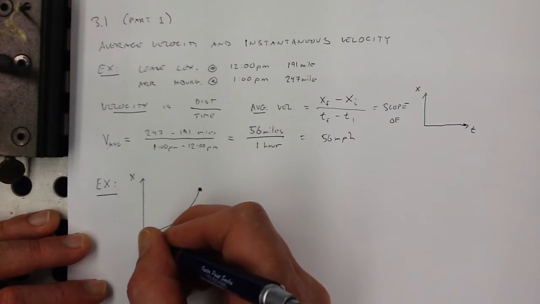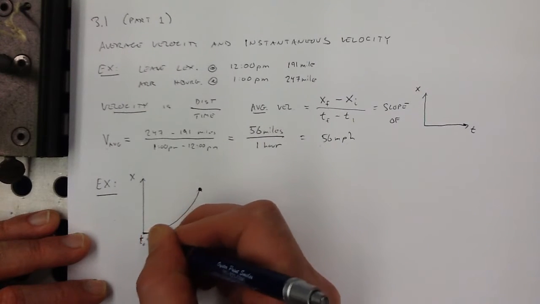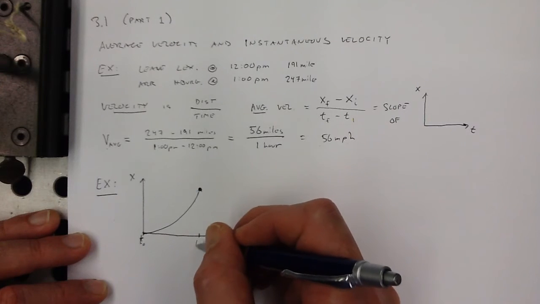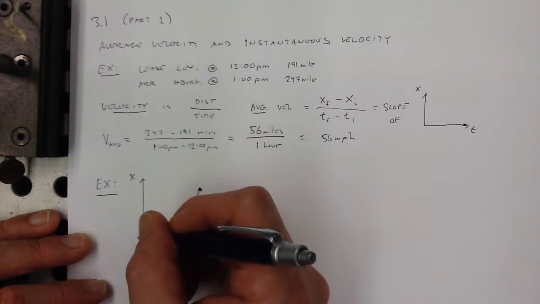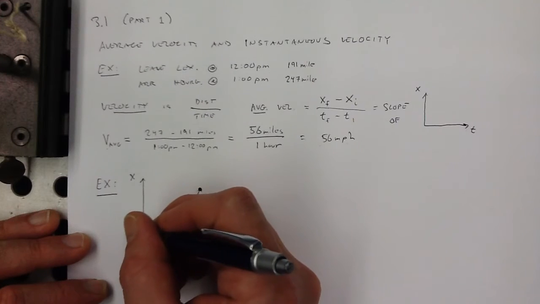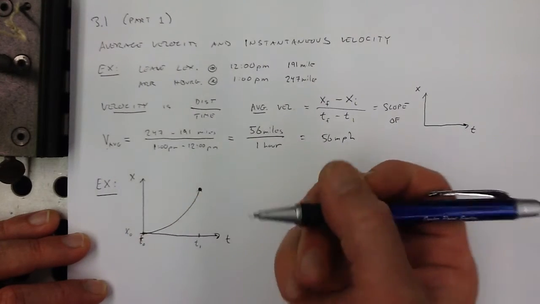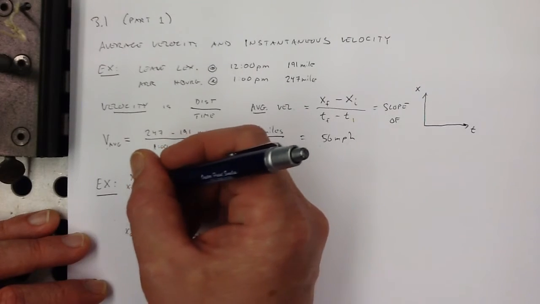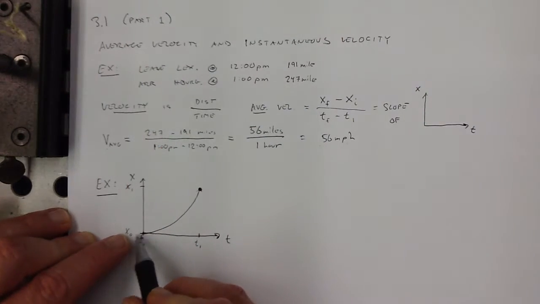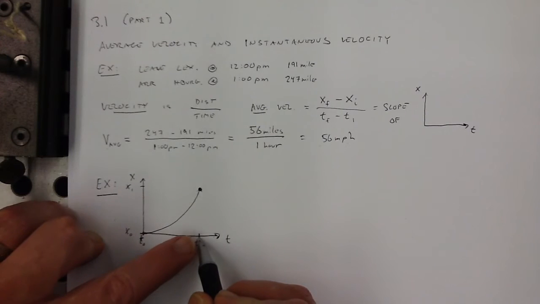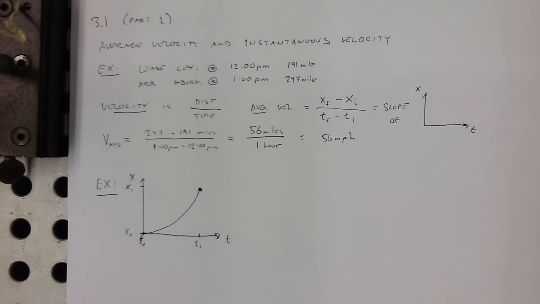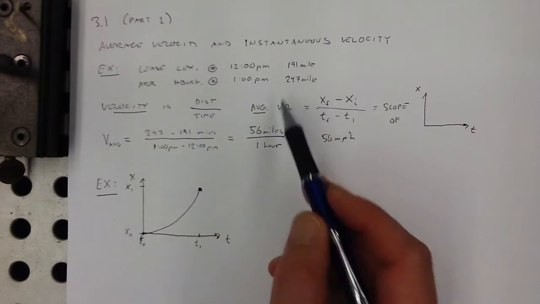Let's call this time 0 here at the start, and we'll call this time 1. That's position 0, which looks like it is 0. And then we'll call this position 1. So at time 0, it's right here at position 0, and sometime later at time 1, it's up here at that position. So if we wanted to find the average velocity, we do this, right?